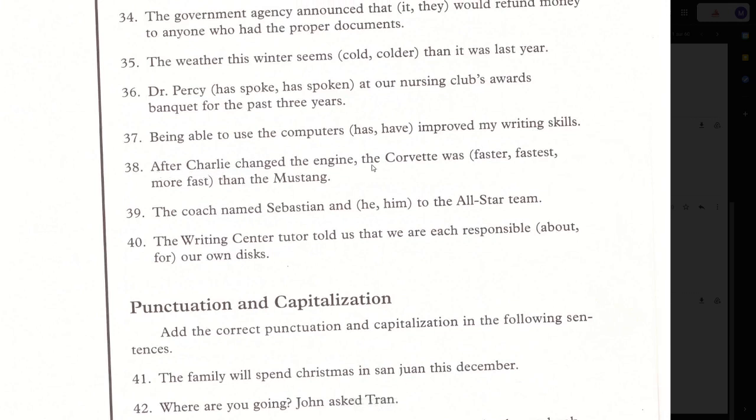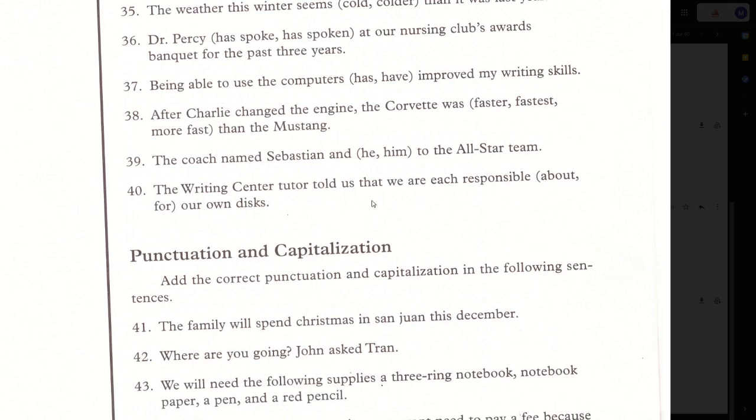After Charlie changed the engine, the Corvette was faster than the Mustang. Very good. It was faster than, because here you have a comparative and it's a short adjective. When it's a short adjective, we only add an E. Okay, good. Next.